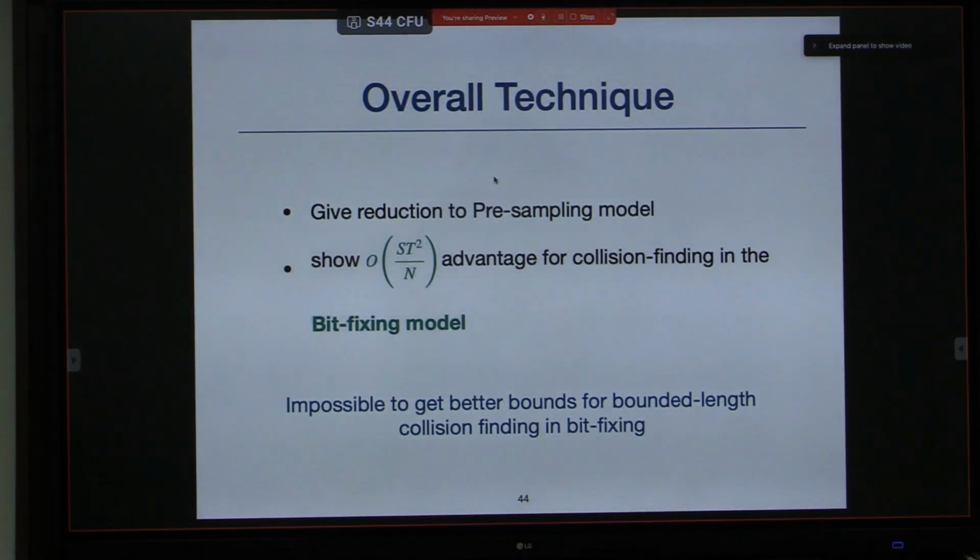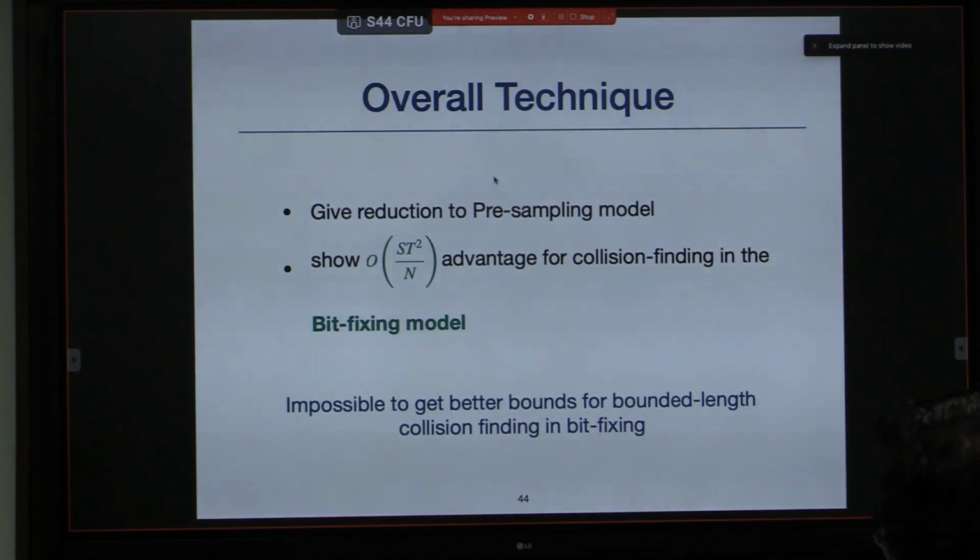We in our 2020 paper showed that this bit fixing model is too strong, and for bounded length collisions you can get no better bounds. So it's not good enough, it's too strong. Basically we showed that even for 2 block collision finding in the bit fixing model you can achieve ST squared over N.